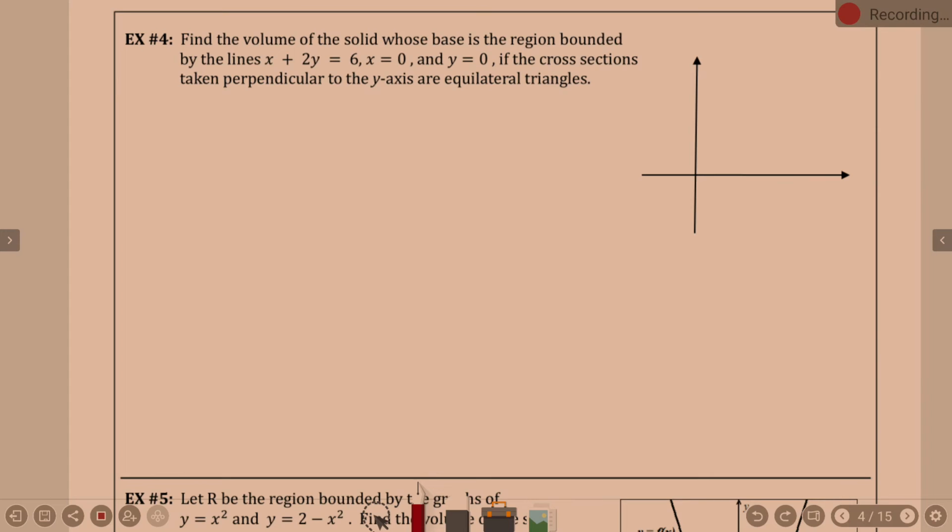Okay, you guys realize when they say x equals 0 and y equals 0, we're talking about the axes, right? And so basically we're just talking about the first quadrant section. What do you know about x plus 2y equals 6? Negative 1/2 x, and then plus 3.